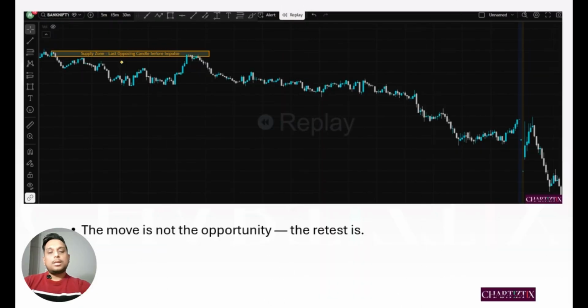So this image is just an example of how the market moved once it retested our zone and the kind of reward that market gives us for waiting for retest.